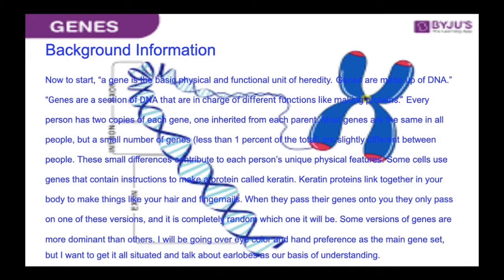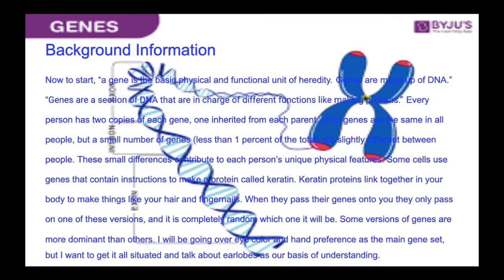Now, to get started, a gene is the basic physical and functional unit of heredity. Genes are made up of DNA. Genes are a section of DNA that are in charge of different functions, like making proteins. Every person has two copies of each gene, one inherited from each parent. Most genes are the same in all people, but a small difference of genes, less than 1% of the total, are slightly different between people. These small differences contribute to each person's unique physical features.